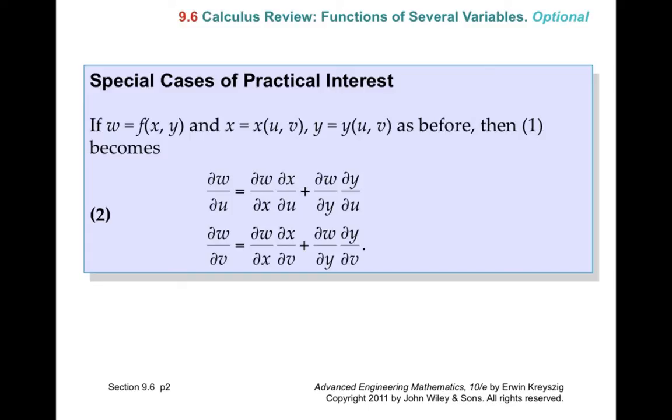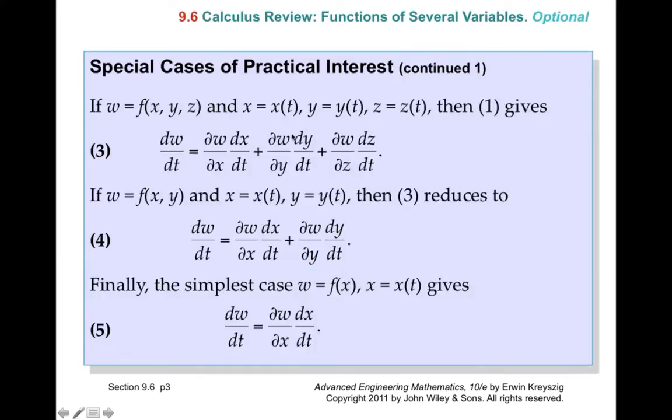There are certainly some special cases. This would be a two-variable case where you have a function of x and y, with x and y each being functions of u and v. And so here's how we would calculate the partials of w with respect to u and v.